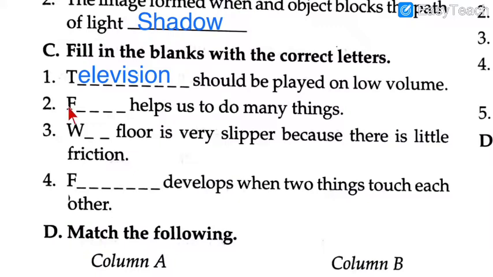Number 2, F blank helps us to do many things. Okay, what helps us to do many things? In the context of this chapter, you will have to think about the answer obviously. And there are 1, 2, 3 and 4 blanks only. Your countdown starts now. 6, 5, 4, 3, 2, 1 and 0. Okay, little champs, did you get the answer?